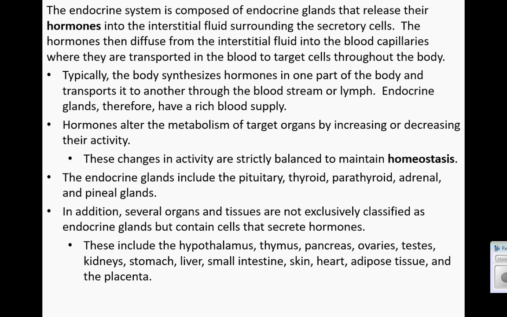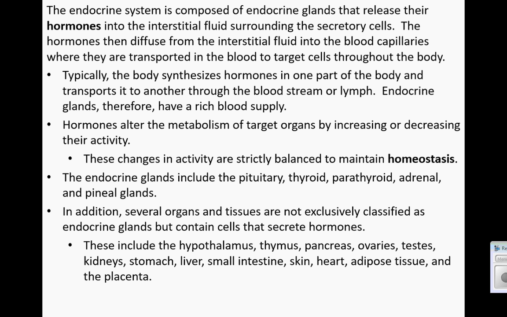What the hormones will do when they get to the target organs is increase or decrease their activity, which is all geared towards maintaining homeostasis. We've used that term homeostasis, that's the linchpin of this class. We've learned since the very beginning of the semester that the nervous and endocrine systems are the two major systems related to homeostasis and maintaining homeostasis. So that's why I like to transition from the nervous system right into talking about the endocrine system before we really get into any of the other systems in the body.